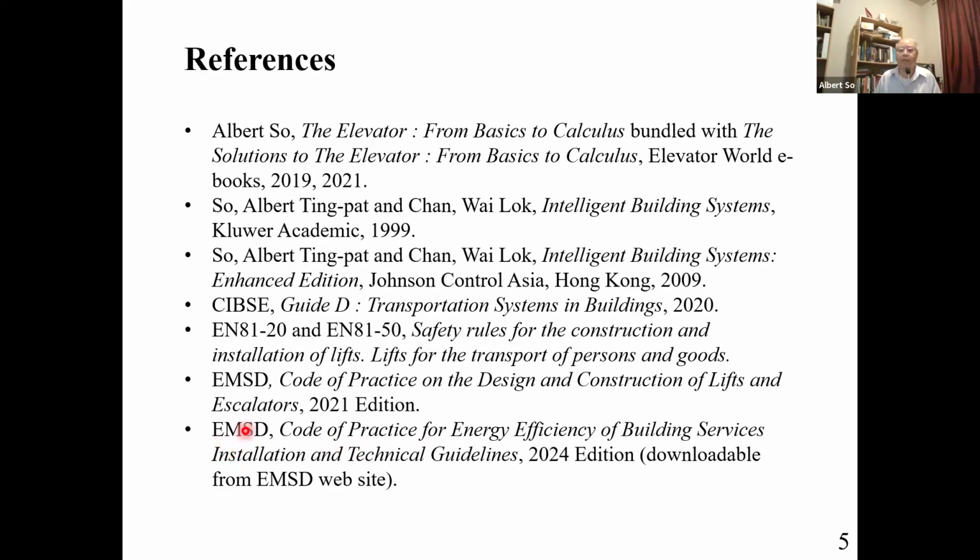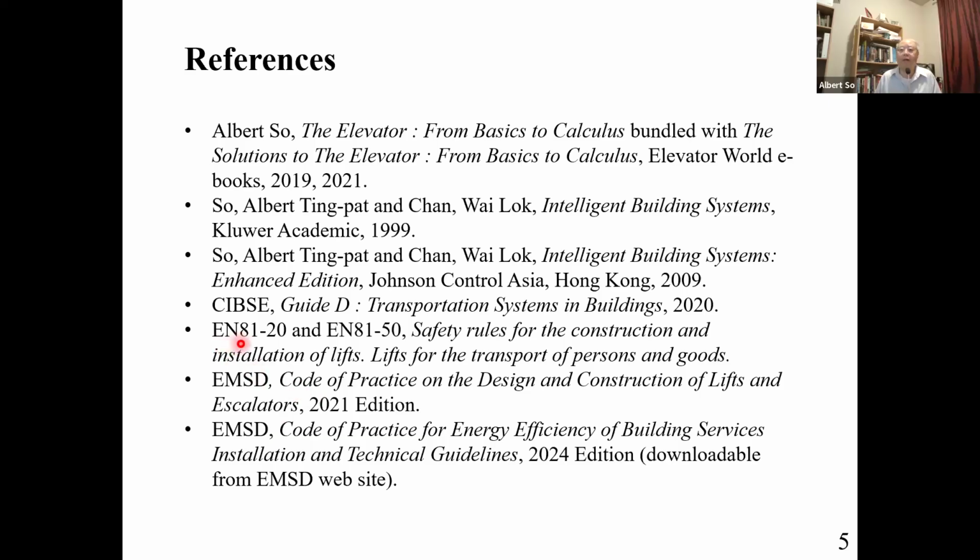So remember this term, this is a government department. You can go to the official website of EMSD and get more information about lift and escalators. They have a special division overseeing the safety of lift and escalator systems and also the energy performance of lift and escalator systems. The code of practice on the design and construction of lifts, I think that's not free. You need to buy it, but no need to buy.